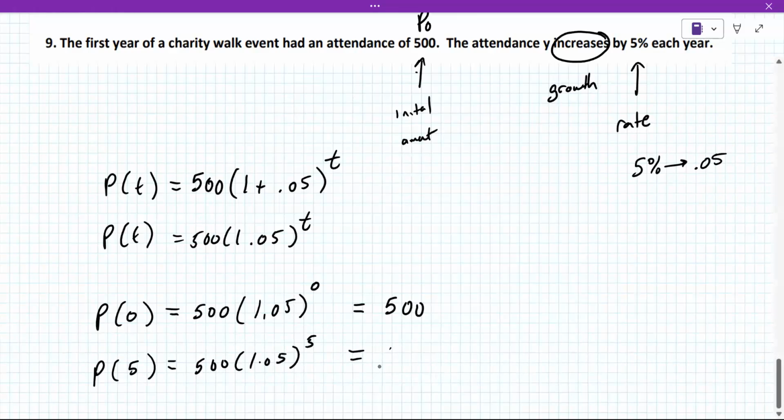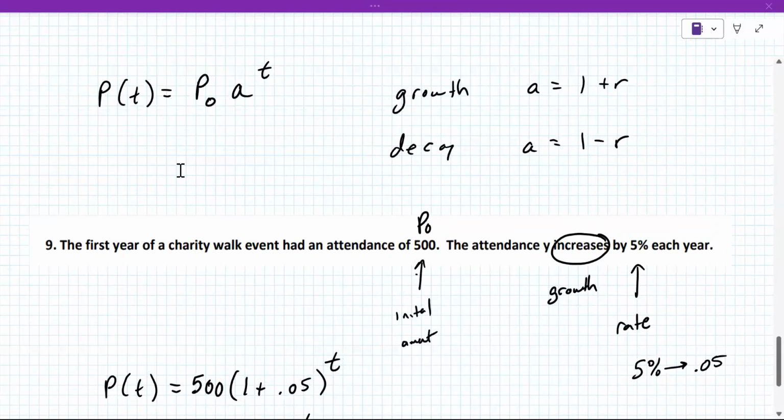638 or 639. Probably 639. Perfect. Okay. Awesome. All right. Does that kind of make sense how we set that one up? Yeah. Any questions on this? Because I'm going to have you do one like it now. I'm going to have you write the equation for this next one.